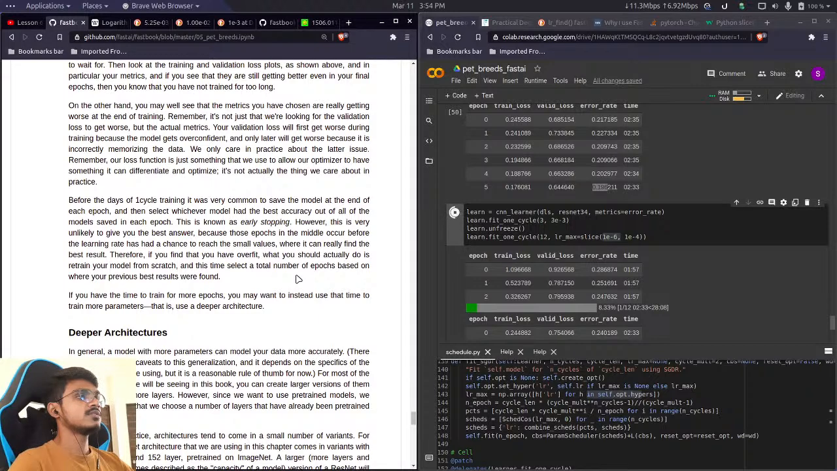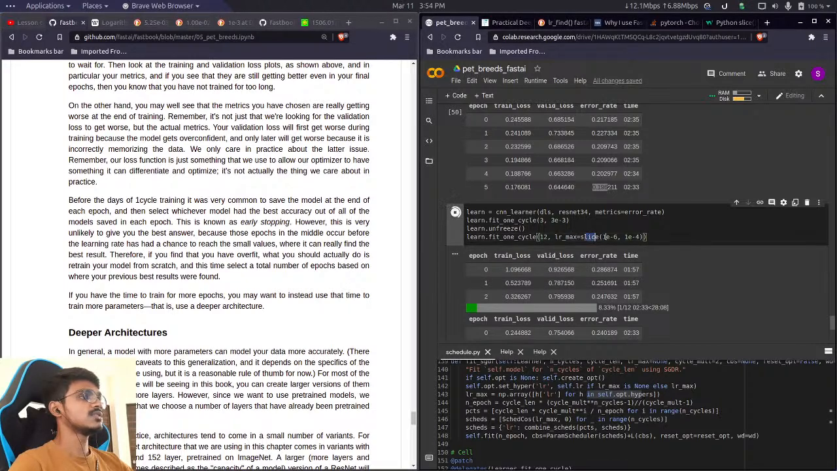We are not changing the learning rate during an epoch, do we? We are changing this learning rate as we move from the earlier layers to the final layer. Okay, right.